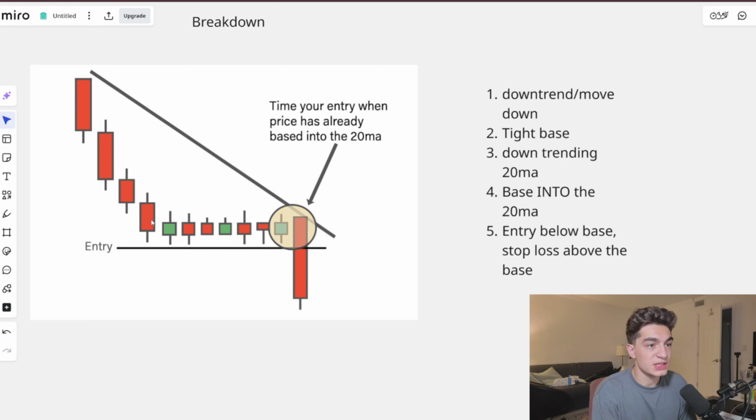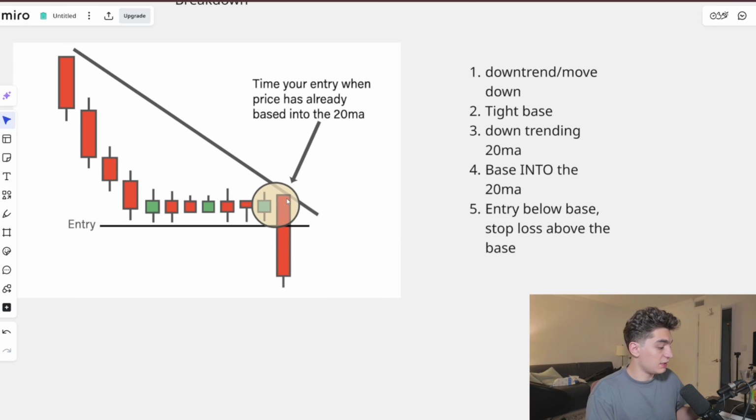You put your stop loss above the base. Guys, please put stop losses. Do not trade this without a stop loss. Horrible, horrible idea. And boom, you get a nice move lower. That is how we do it. Very simple setup and can be flipped both ways. And guys, I prefer the breakdown. I trade the breakdown several times, pretty much every day.